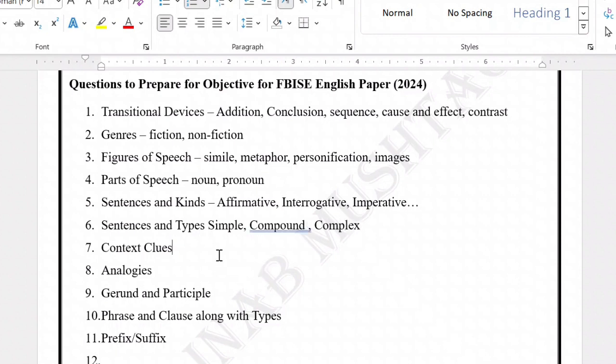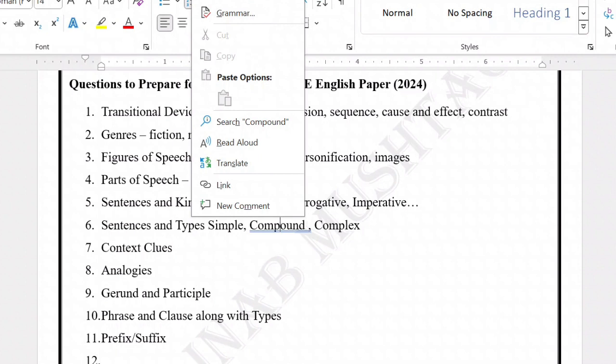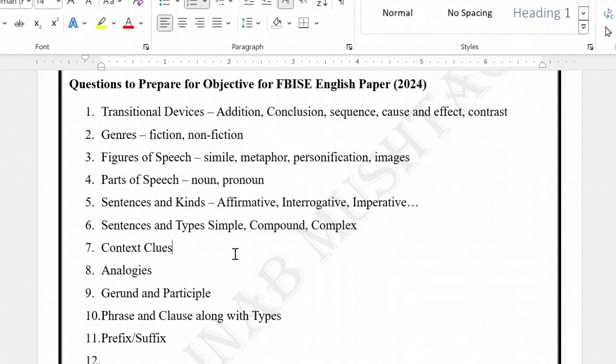What are context clues? Context clues are the clues that you are supposed to use to figure out the meaning while reading the text. Analogies. Okay, this question is particularly for grade 10th. If you are a student of grade 10th, then you will come across these questions.